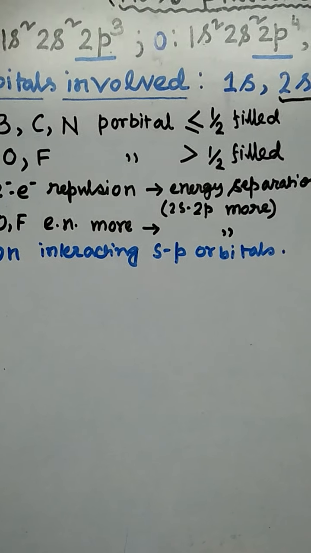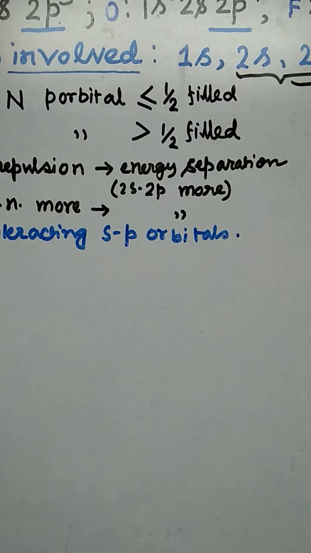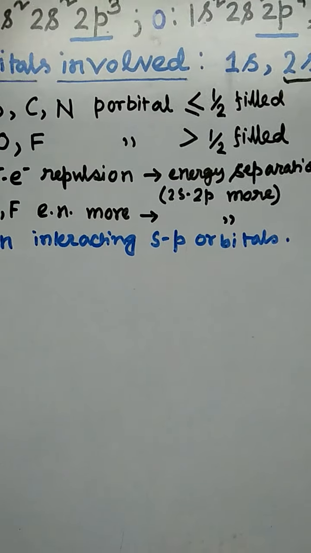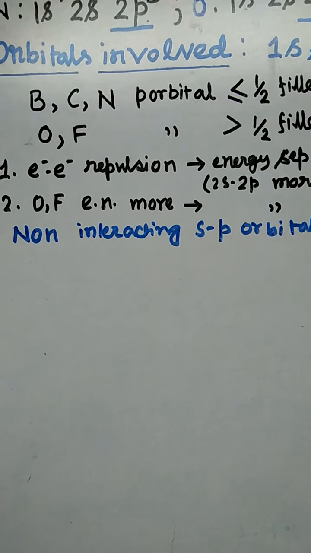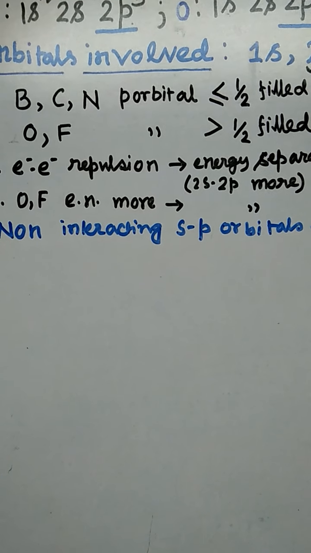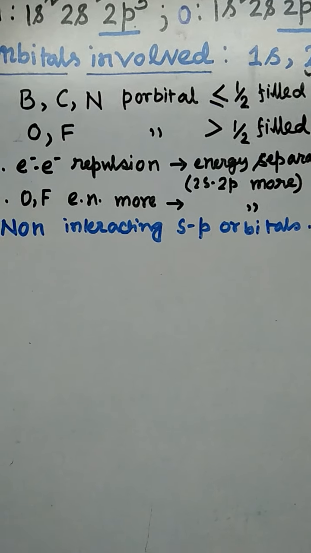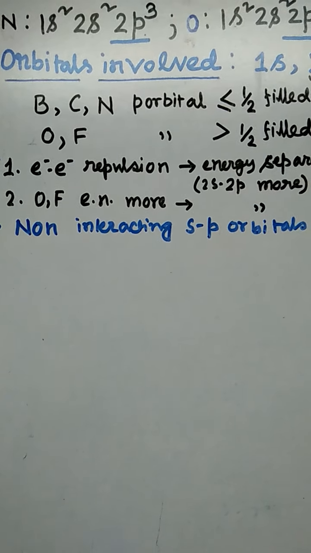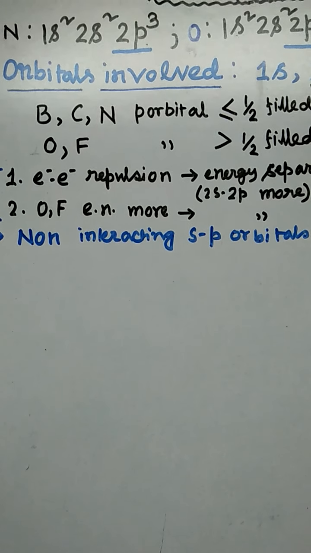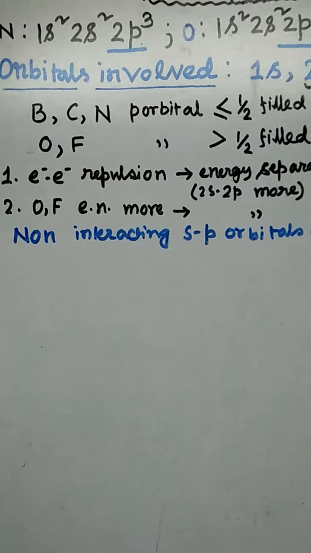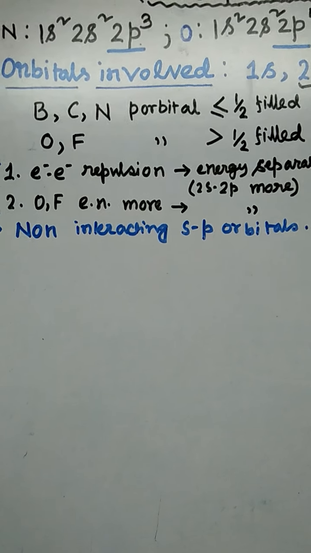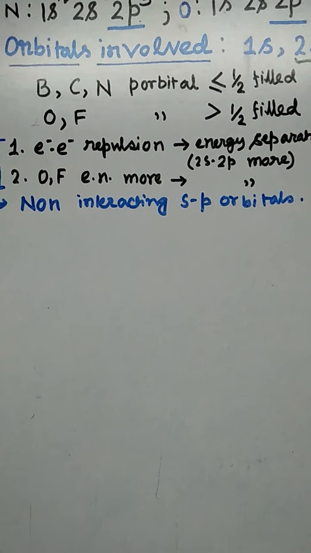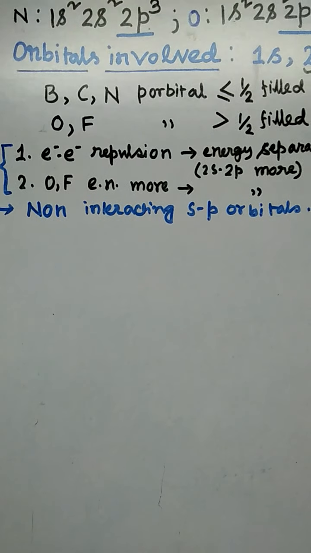So you see there is a large number of electrons in the p orbitals of oxygen and fluorine. So there will be electron repulsion, and because of this the energy separation will be more in oxygen and fluorine. Other than that, electronegativity also plays an important role. The electronegativity of oxygen and fluorine is more than boron, carbon, and nitrogen. Because of this high electronegativity, they pull the 2s electrons towards the nucleus very much, and for that reason the energy difference between 2s and 2p orbitals is more. And so as the energy difference is more, there will be no sp interaction.